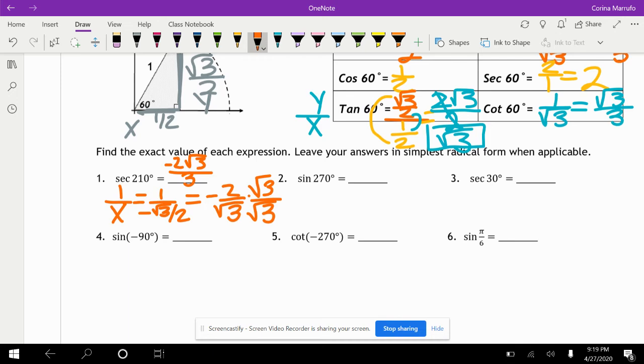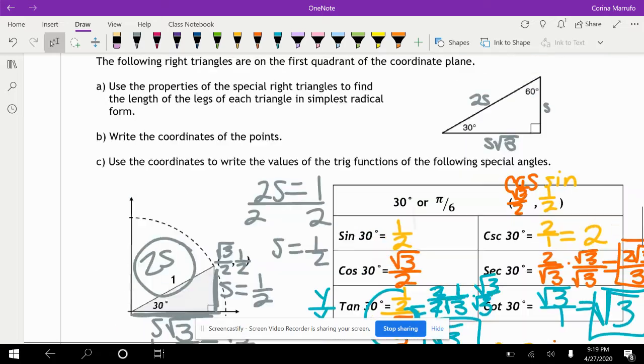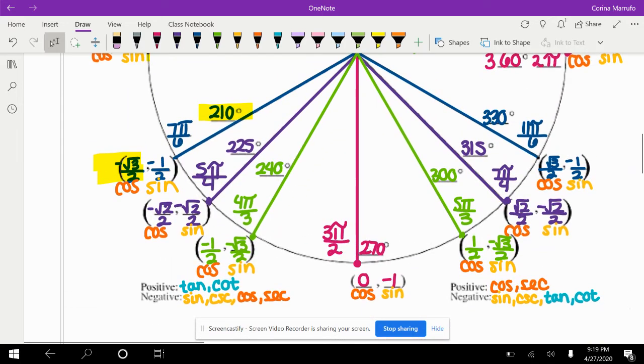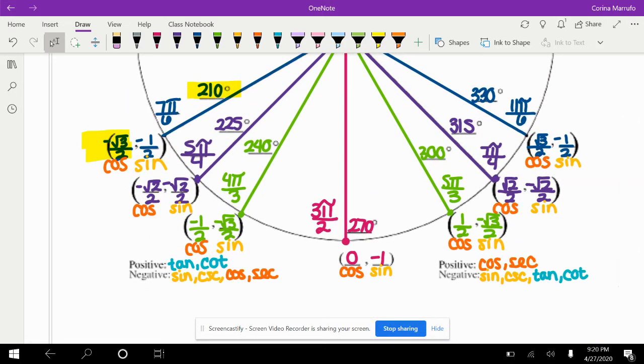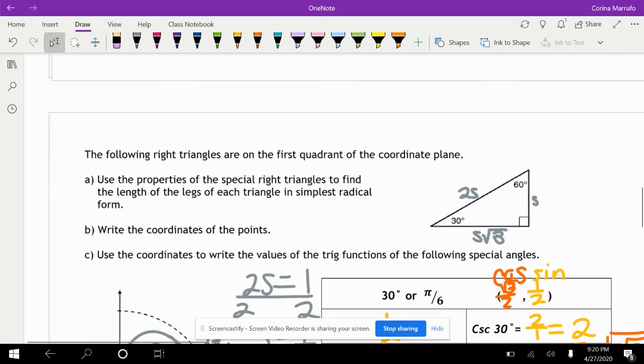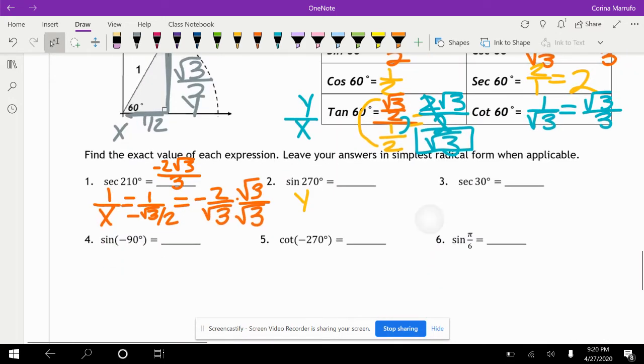All right, next is sine of 270. So we need to remember that sine is our y value. Okay, so we look up 270 degrees. Here's 270 degrees. Sine is our y value, and our y value is negative 1. That one we don't have to do any work on. Whenever we have sine and cosine, we have no work to do. We just need to look it up on our unit circle. It gave us negative 1.